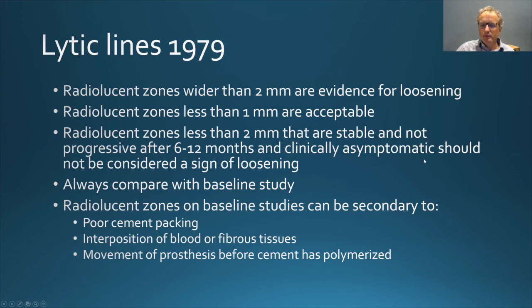So if you've got somebody who's asymptomatic, it's less likely to be loose than somebody who's symptomatic, even if they've got normal looking x-rays. Always compare with a baseline study. And if you've got radiolucent lines straight on the offset, sometimes you've done a hemiarthroplasty and you can see a radiolucent line. And it's not loose, it's because of either poor cement packing, interposition of blood or fibrous tissue, or even a swab sometimes. Or you've moved the prosthesis before the cement's gone off. So you've got a little defect in the cement that you can see as a radiolucent line.